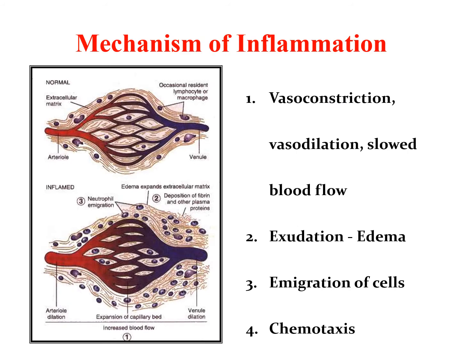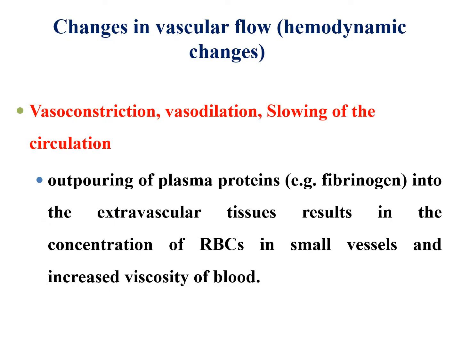So again, the mechanisms are vascular and then cellular. The vascular includes vasoconstriction, vasodilation, slowed blood flow because of the exudation, also known as edema. That's the tumor part. Cellular processes are going to include the processes for the cells to leave the blood vessel and then follow chemical signals to the site of damage. That's called chemotaxis. So let's focus on the vascular flow first.